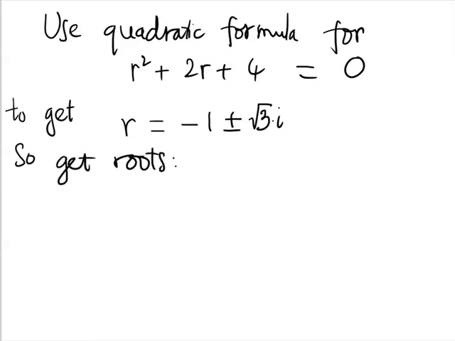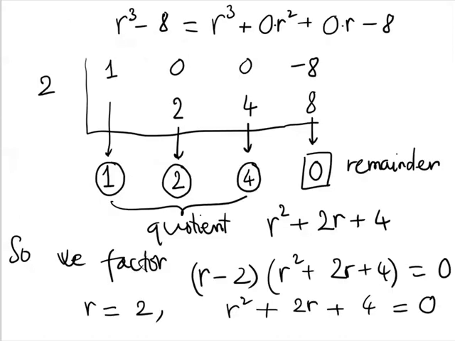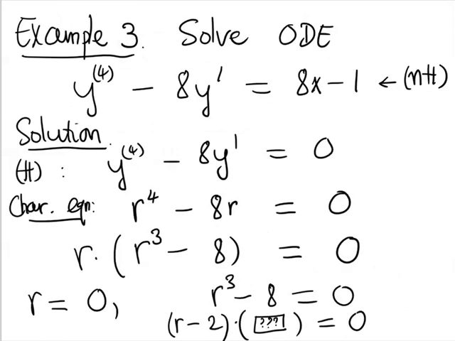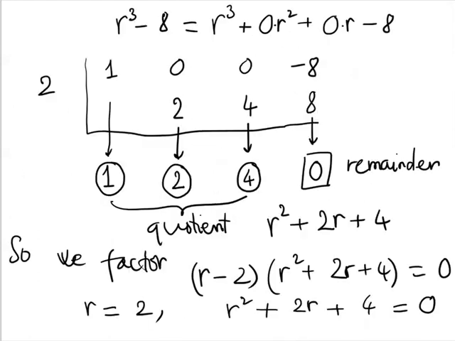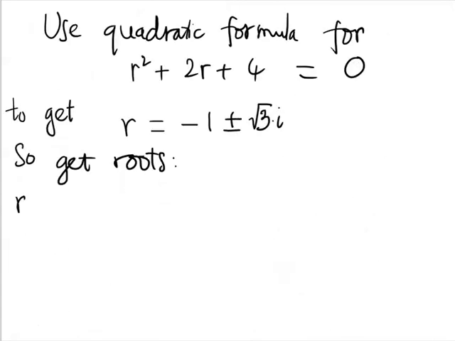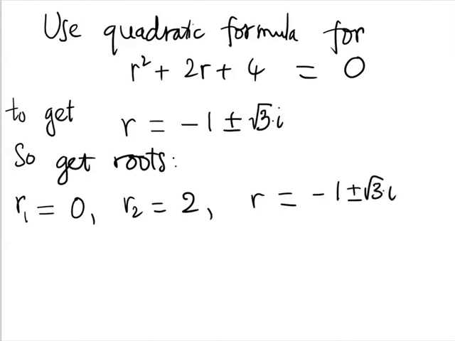Let me rewrite all the roots. We began with order 4, so there should be 4 roots. And recall, at the very beginning, we have r1 here is 0. And then the second, we have r2 here. And lastly, we have r3 and 4. Let's rewrite this: r1 is 0, r2 is 2, and lastly, we have a pair of complex roots, so r3, r4 here.